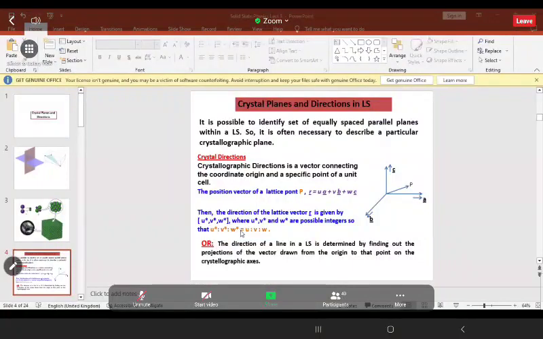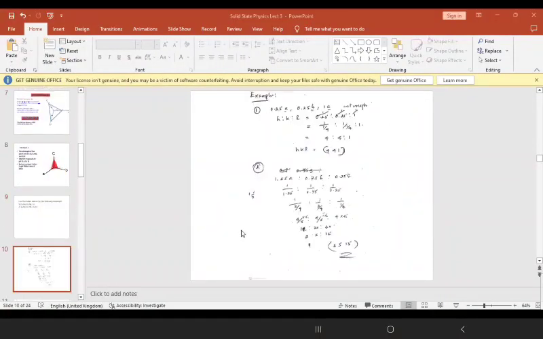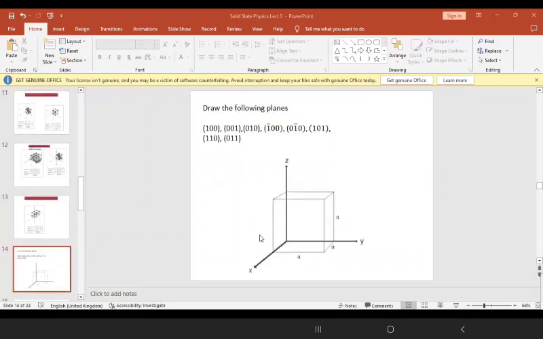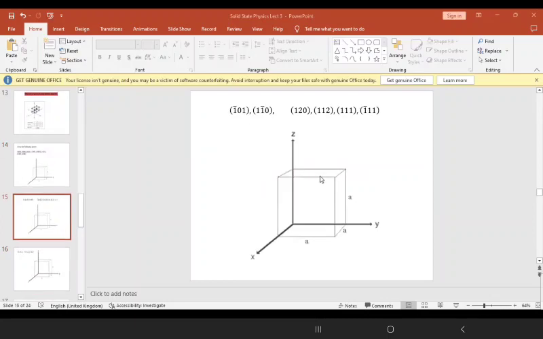We discussed how to identify the crystal directions, and then we started to discuss how to draw the crystal planes. I think we discussed these planes, 100, 001. So it's a simple plane, and I remember I gave these 6 questions. Am I right? Say yes or no. I think I gave these 6 planes to draw.